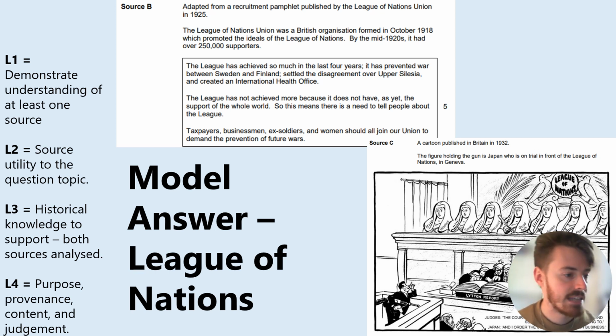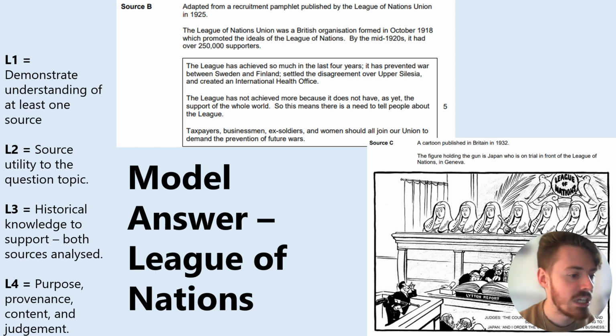Source B, adapted from a recruitment pamphlet published by the League of Nations Union in 1925. The League of Nations Union was a British organisation formed in 1918 which promoted the ideals. So promoted means push them forward, the ideals being the ideas of the League of Nations. So they wanted peace and were pushing it. By the mid-1920s, it had over 250,000 supporters. So that's a lot of people that have joined this organisation. It's hard to get anyone to join a school club, let alone 250,000 people to push for peace.